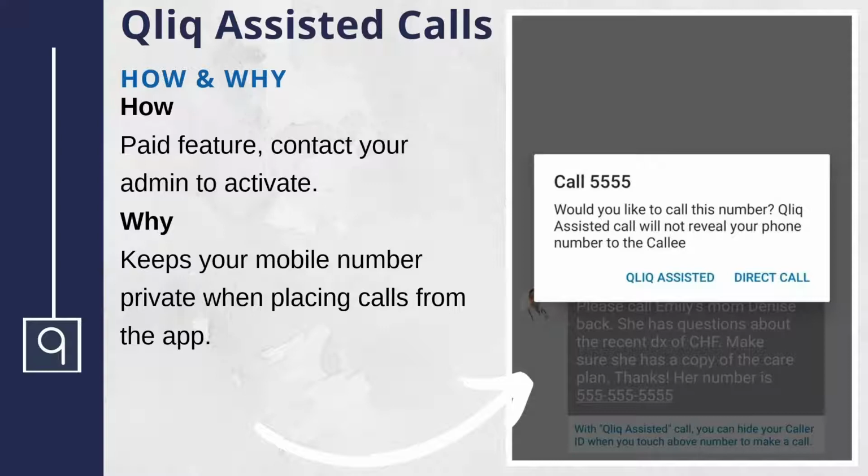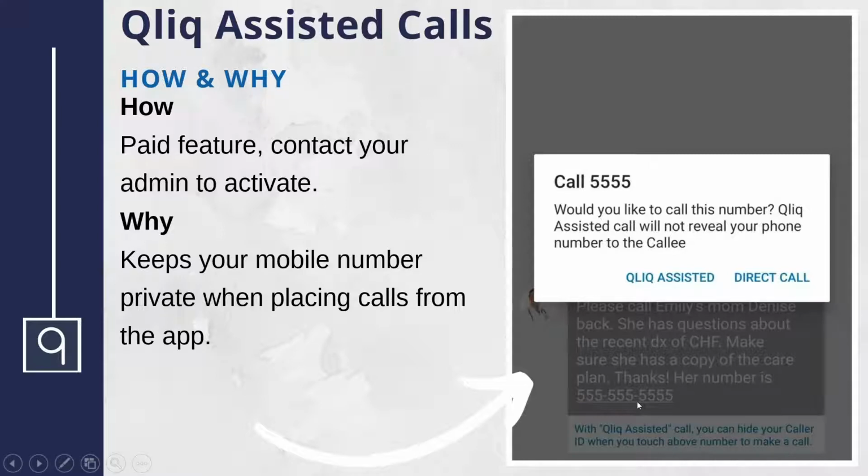So when you're in the application, if somebody texts you, as you can see in this example, a patient phone number or any phone number, and you want to call them from the app, but you don't want your personal cellular number revealed to them, then that's a good time to use Qliq assisted calling.